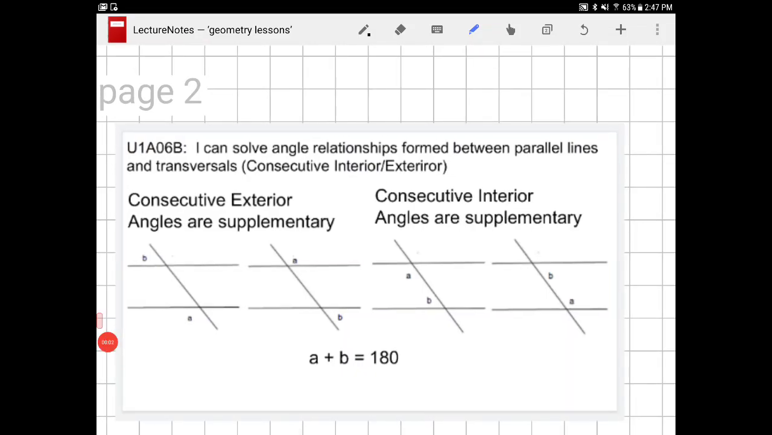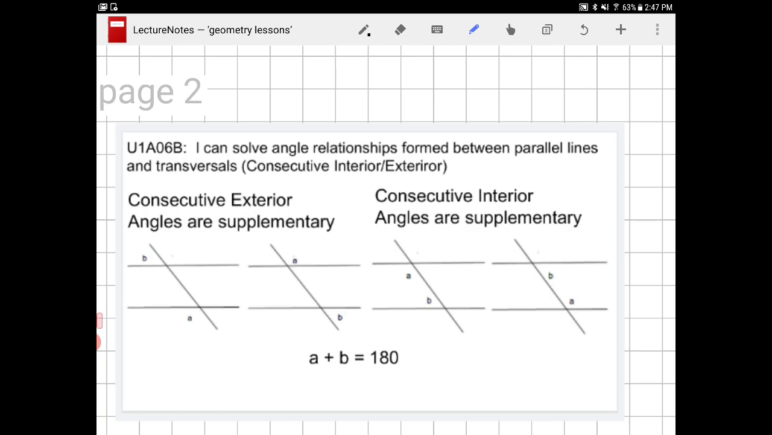This is lesson U1A06B. Hopefully by the end of the period you should be able to say I can solve angle relationships formed between parallel lines and a transversal. In particular, we're going to be looking at the angles that are called consecutive interior and exterior angles.